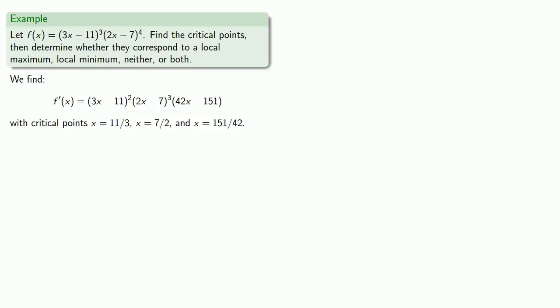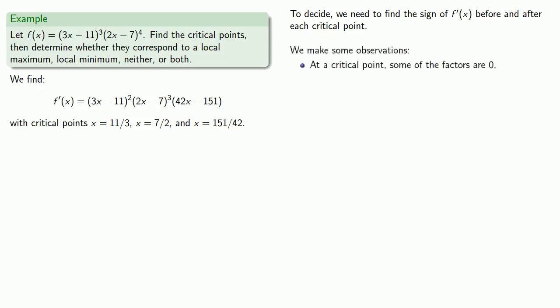Now to decide whether a critical point corresponds to a local maximum, local minimum, neither, or both, we need to find the sign of the derivative before and after each critical point. And we might make some observations. At each critical point, some of the factors are 0, and the sign of any individual factor can only change if the factor becomes 0 or undefined. And what that means is that the critical points are the only places where the derivative could possibly change signs, and that's going to depend on the sign changes of the individual factors.